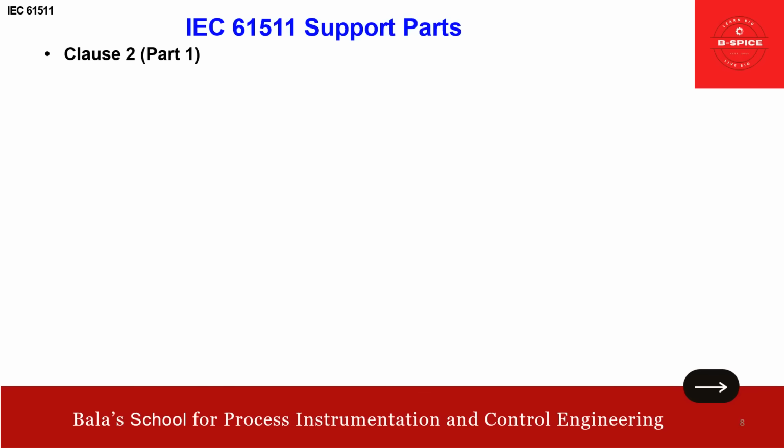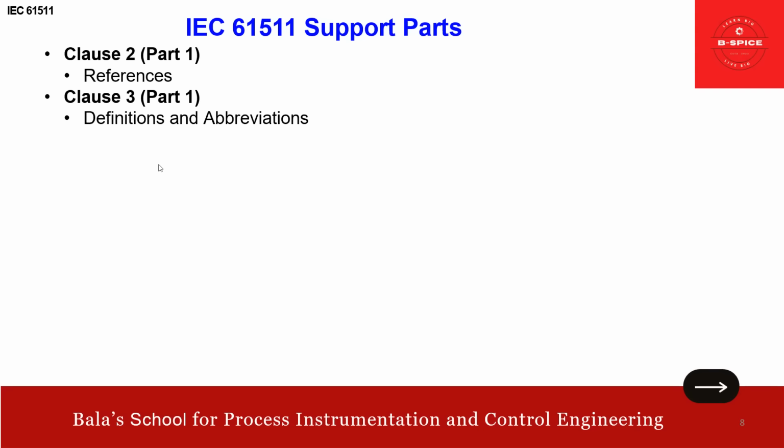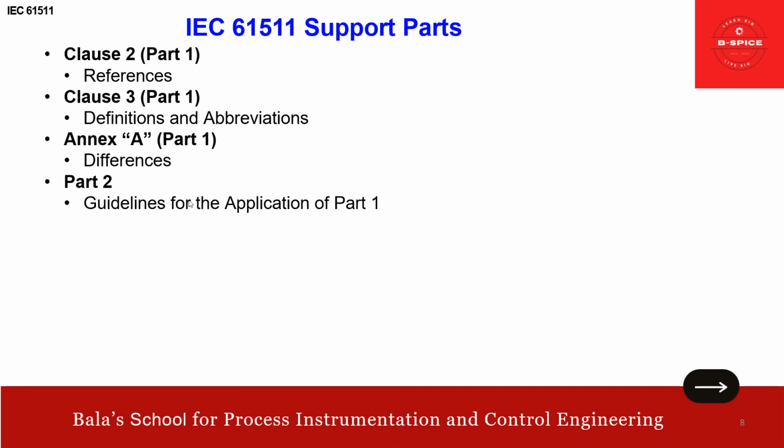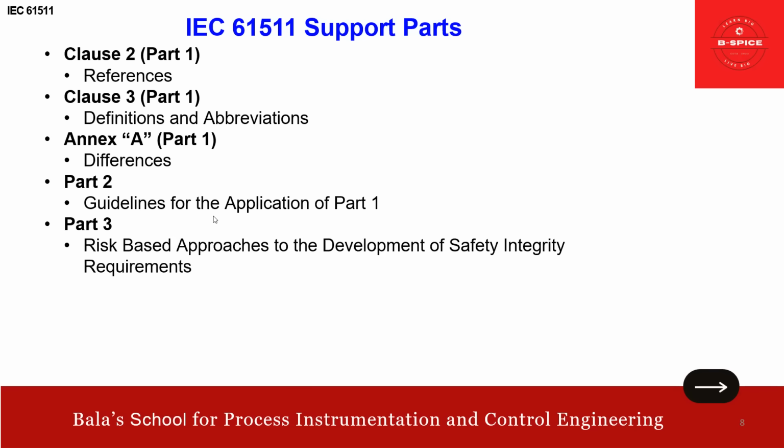Then the support part. Clause 2, part 1, gives references, all references will be here. In clause 3, part 1, definitions and abbreviations will be there. Then Annex A, part 1, the differences will be there. Differences in the sense of being in line with IEC 61508. Then part 2, guidelines for the application of part 1. Part 3, risk-based approaches to the development of safety integrity requirements. These are the support parts.